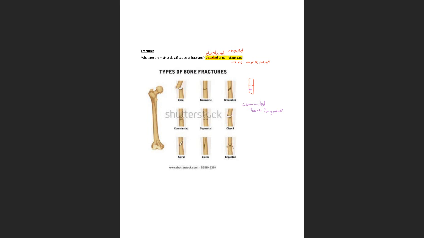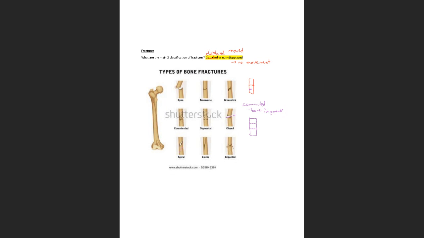And then we have segmental, which is where two parts of the bone have fractures. We have a closed fracture, which is similar to the open, where the bone breaks completely through, but it remains in place. It doesn't tear through tissue, it doesn't tear through skin. Then we have spiral. Spiral is just what the name indicates.